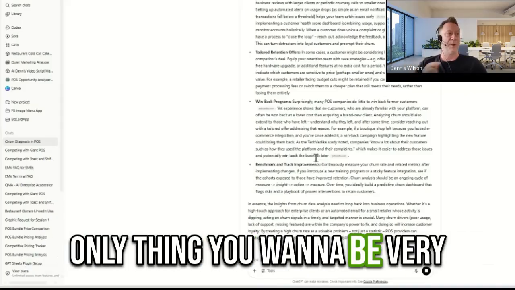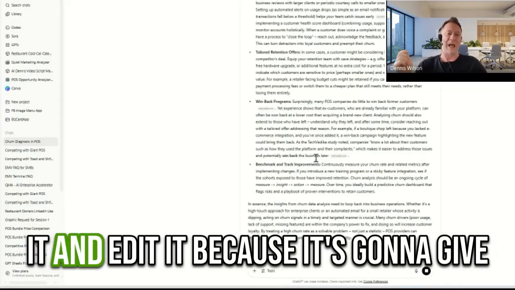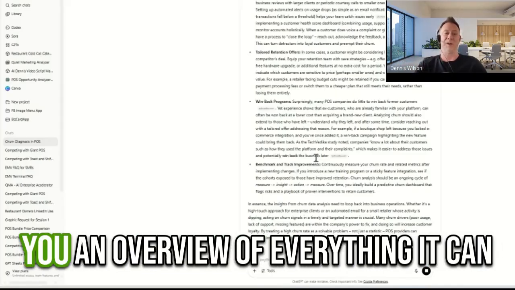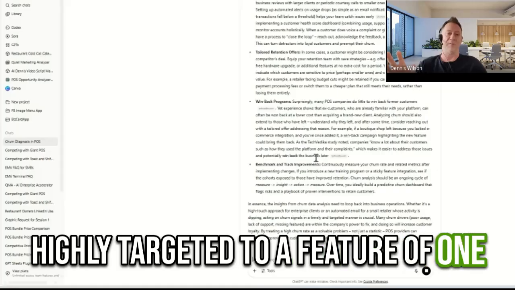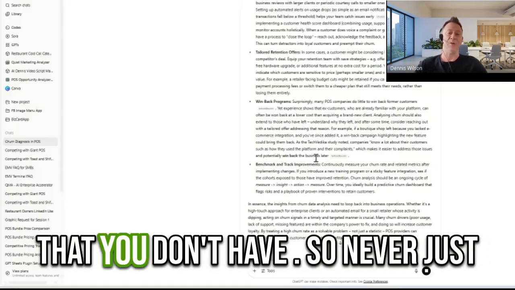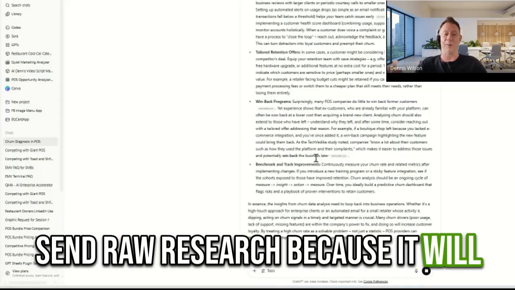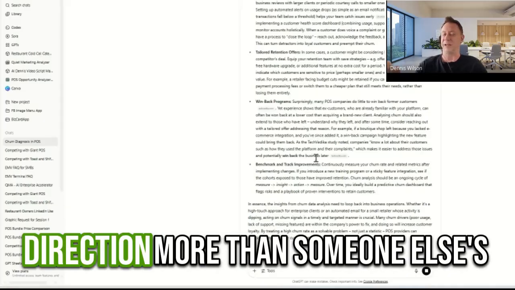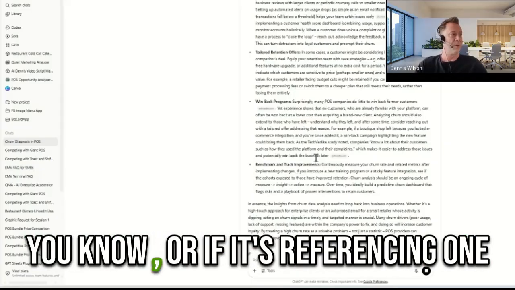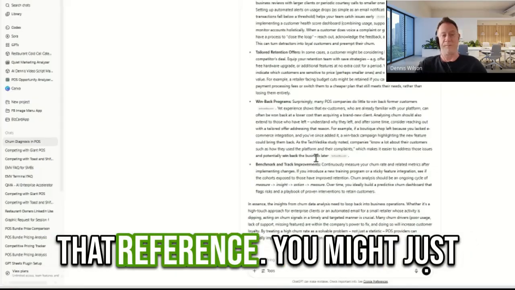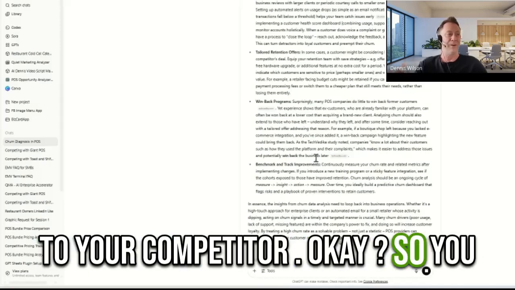And then the only thing you want to be very careful about with deep research is whoever's going to send it must read it and edit it, because it's going to give you an overview of everything it can find. Some of that stuff might be highly targeted to a feature of one of your competitors that you don't have. So never just send raw research, because it will be very comprehensive and you might want to steer them in your direction more than someone else's by not having those few paragraphs that would make them go, oh, hey, or if it's referencing one of them, you might want to delete that reference. You might just want to let the text exist. You don't want to give them a hard-coded link to your competitor.